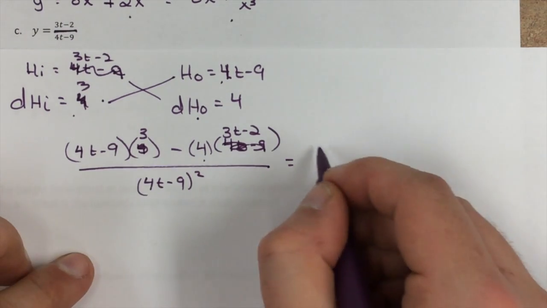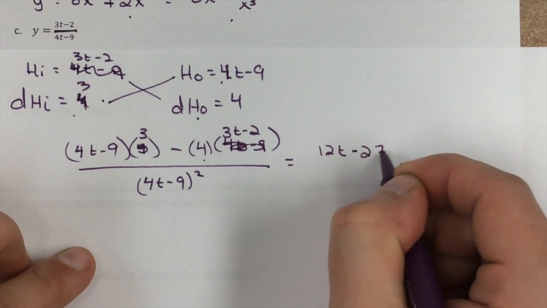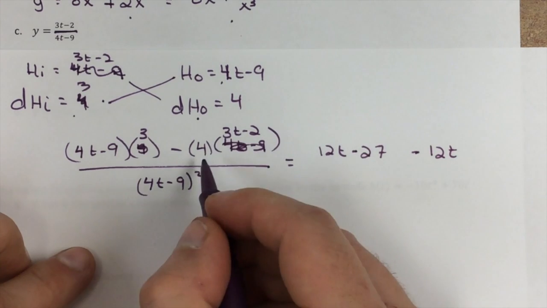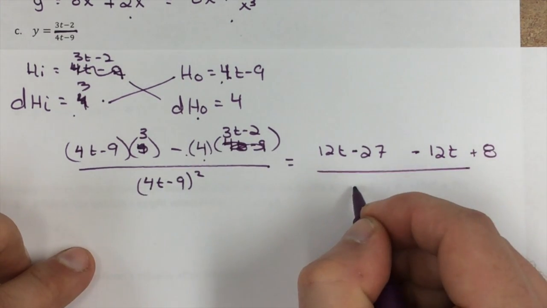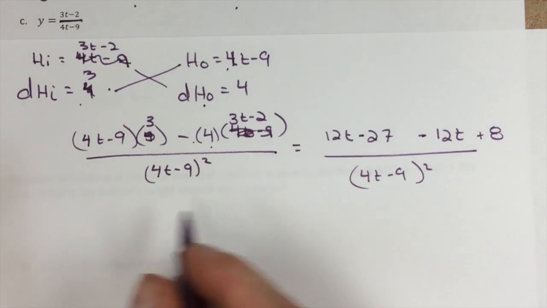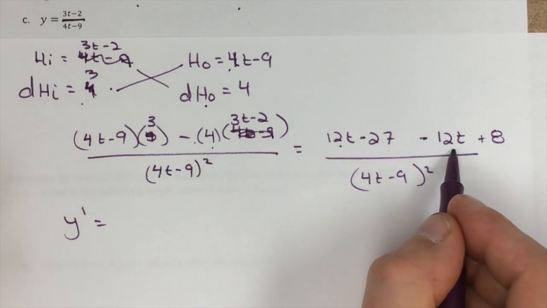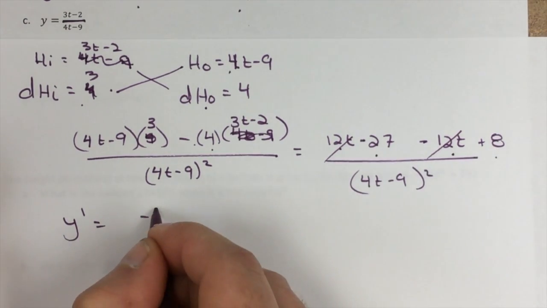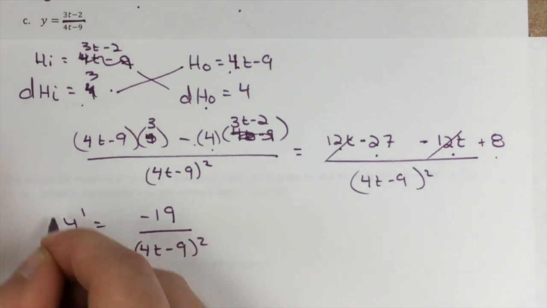3 times 4t is 12t. 3 times negative 9 is negative 27, minus 4 times 3t is negative 12t. Negative 4 times negative 2 is positive 8, all over 4t minus 9 squared. So the last bit, y prime is, well, I have 12t here and negative 12t. These cancel out. Negative 27 plus 8 gives me negative 19 all over 4t minus 9 squared.